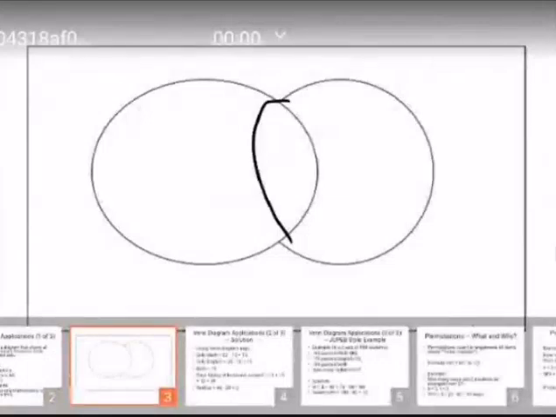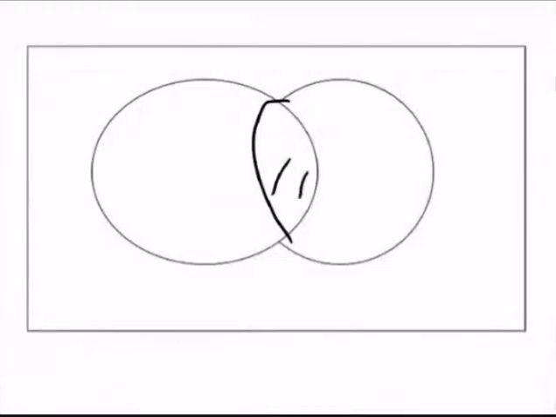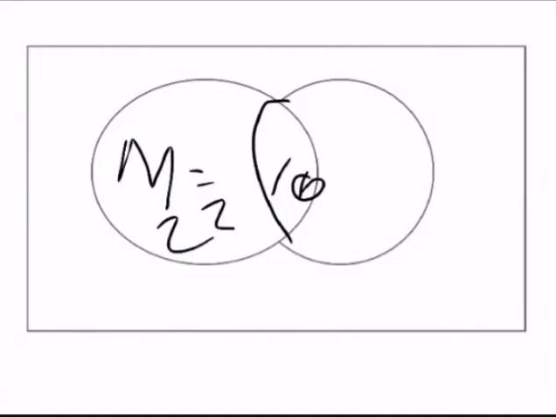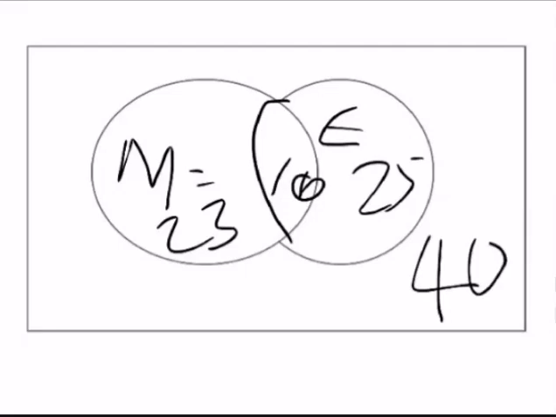So in our Venn diagram we're going to have 10 inside here, and here we take M as 23, and here E as 25. Then the total number is 40. So this is our Venn diagram. Please don't mind my drawing. And 40 here is the total number.